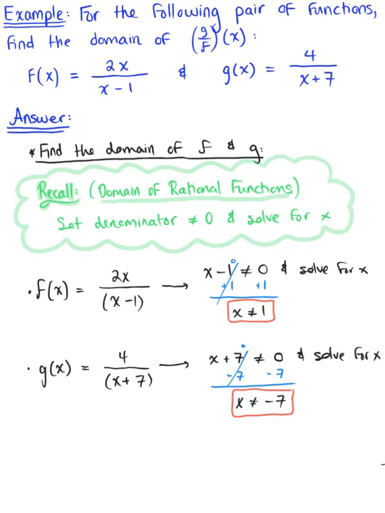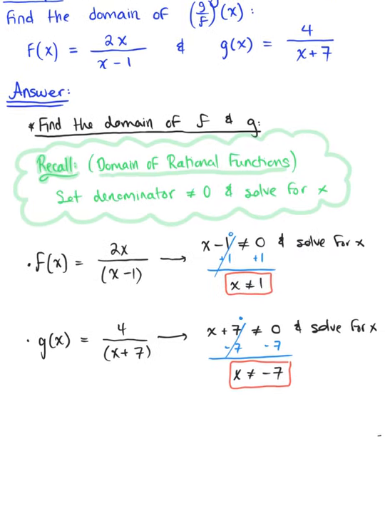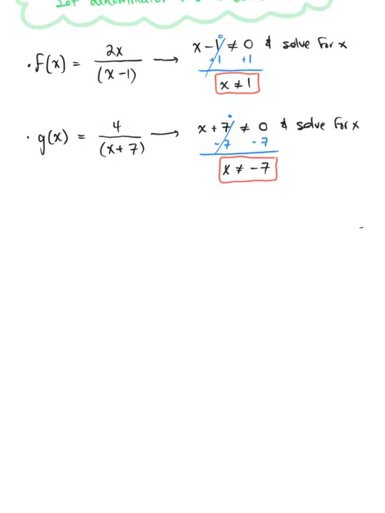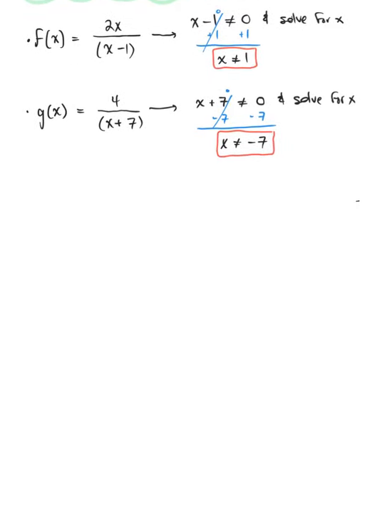So both of these values are going to be excluded from the domain of the quotient of the two functions. But we can't quite state the domain yet, because we need to see what the quotient is and if there are any other undefined values. So here we go. We want to find the quotient. So we are asked to find g by f of x.